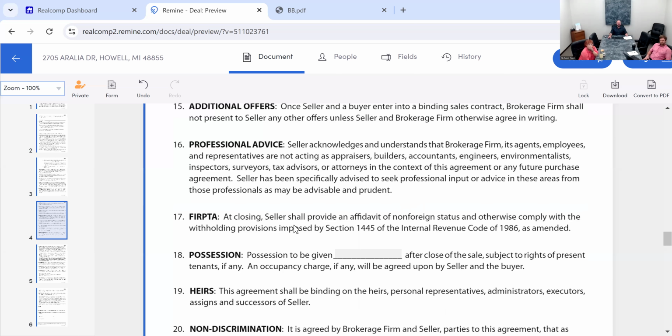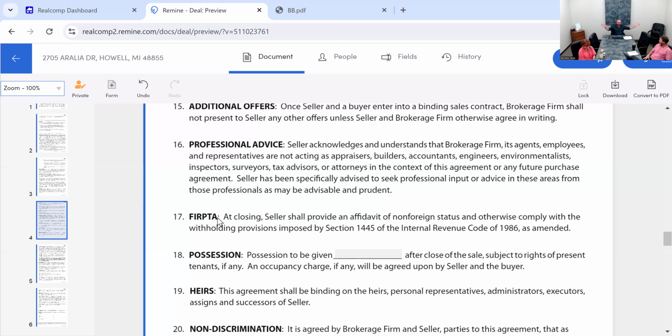FIRPTA. At closing, seller shall provide an affidavit of non-foreign status and otherwise comply with the withholding provisions imposed by section 14. Because at closing, the title company is going to require the parties to sign FIRPTA documents. It was nice to see that, because this was not in our contract before, but it's nice to let them know up front, hey, you will be required at closing to sign these docs.